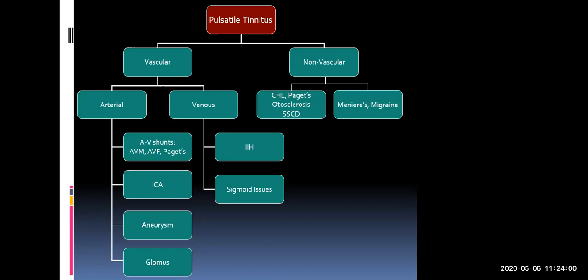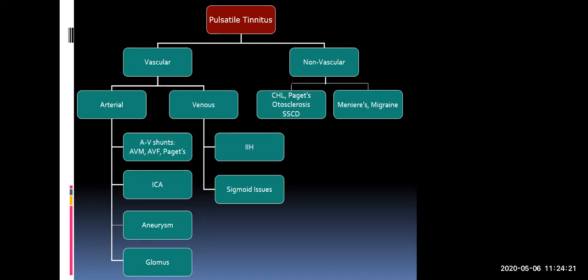But that said, you do see venous phase pulsatile tinnitus with patients with venous diverticulum and so forth. On the arterial side, the more common things are issues with internal carotid arteries, such as intercarotid stenosis, and with the Doppler ultrasound, you can diagnose that.